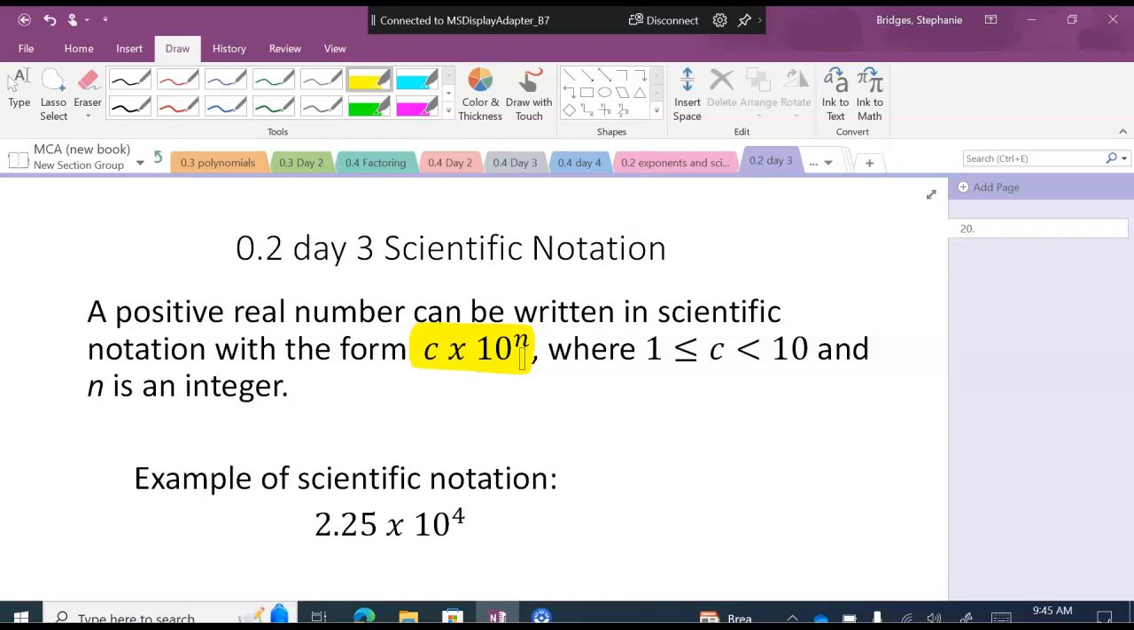That's an integer. So it has to be an integer. And C has to be between 1 and 10. It cannot equal 10, but it has to be a number somewhere in between 1 and 10. And then I just gave you an example of scientific notation down at the bottom, the 2.25 times 10 to the fourth power.